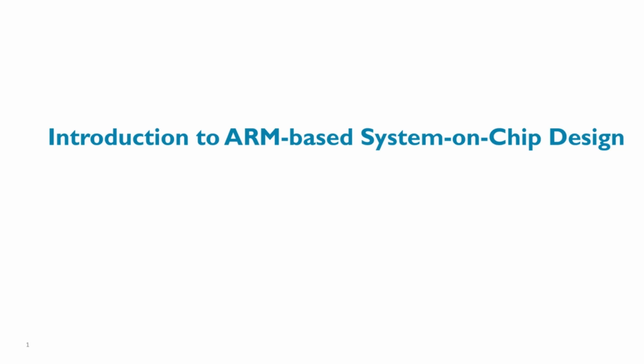Next, we have ARM-based. ARM is a type of processor architecture. It's incredibly popular, especially in the world of mobile and embedded devices. Why? Because ARM processors are designed to be extremely power efficient. They deliver great performance without draining your battery quickly. So when we say ARM-based, we mean we're focusing on designing SoCs that have an ARM processor at their core.